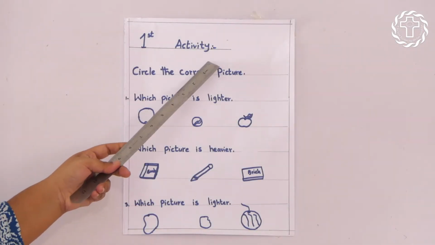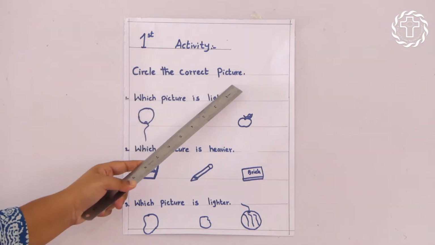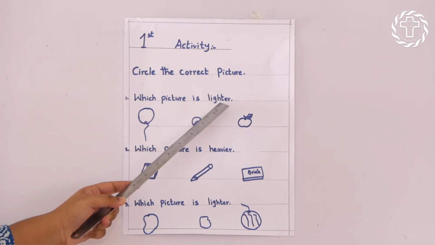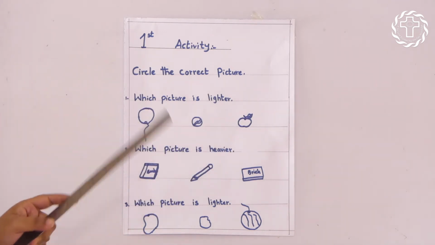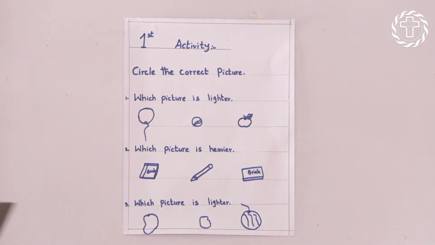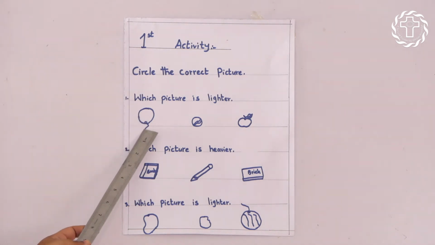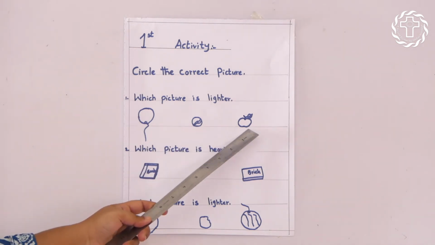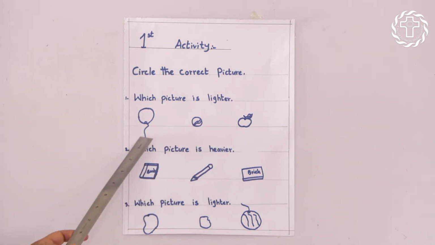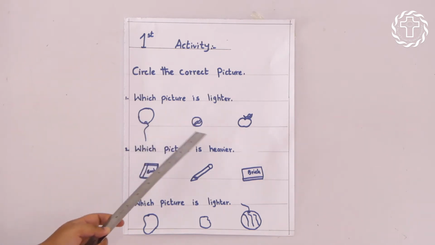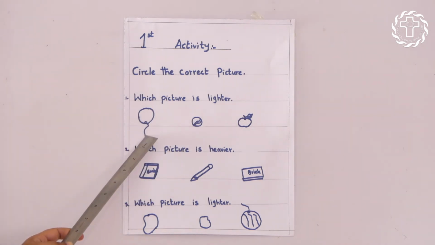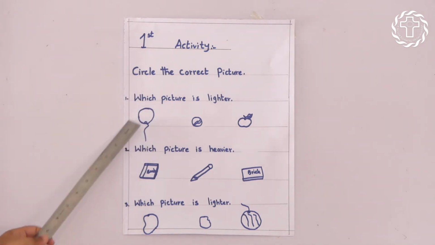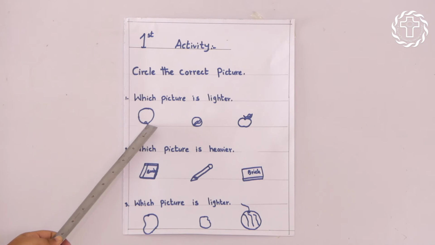This is your first activity. Circle the correct picture. First statement is, which picture is lighter? These are the three pictures and you have to circle the correct picture which is lighter. First one is balloon. The second one is ball. And the third one is apple. Which is the picture that is lighter than these pictures? The balloon is the lighter one. So you have to circle around this picture.